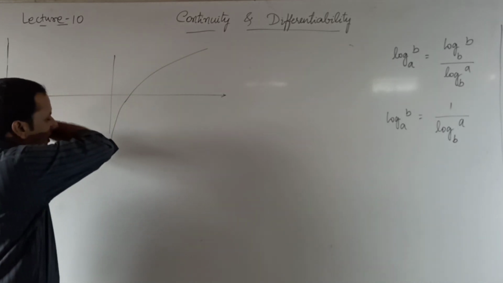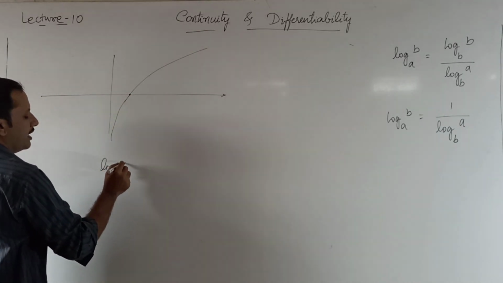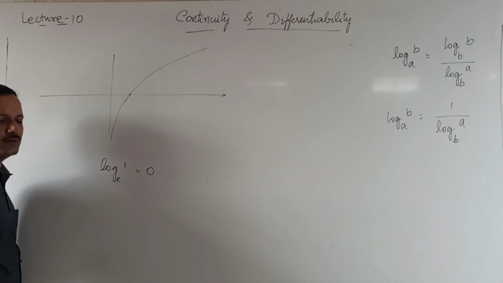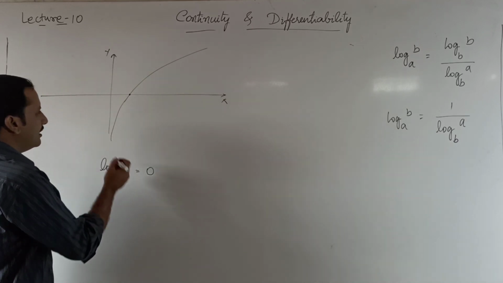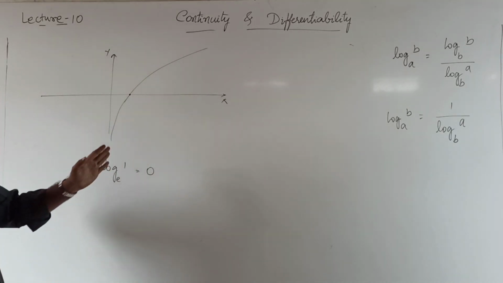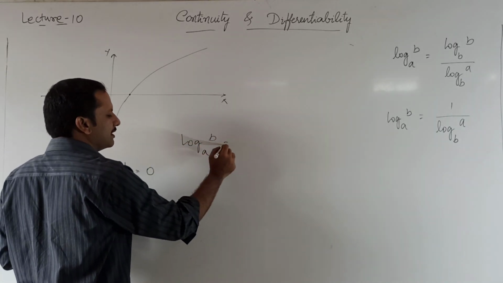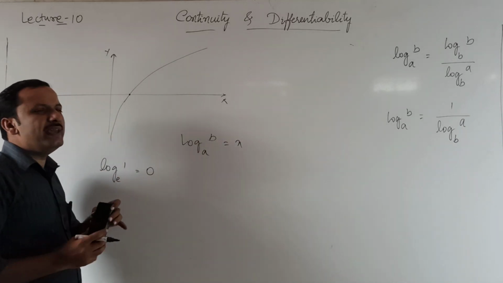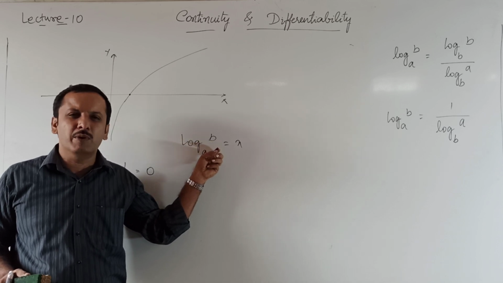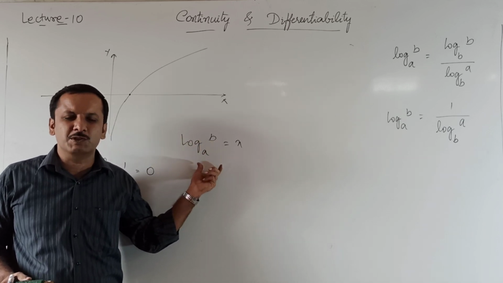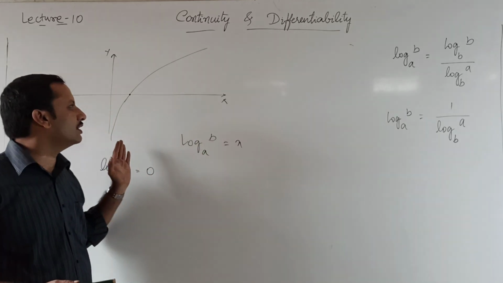This is the graph of log x. At x equal to 1, it is 0, because log 1 is equal to 0, and this graph never touches the y-axis. While defining log b to the base a is equal to x, I mentioned that b should be greater than 0. b should always be positive. Log b is defined only when b is positive. In other words, log x is defined only when x is positive. At 0, it is not defined.